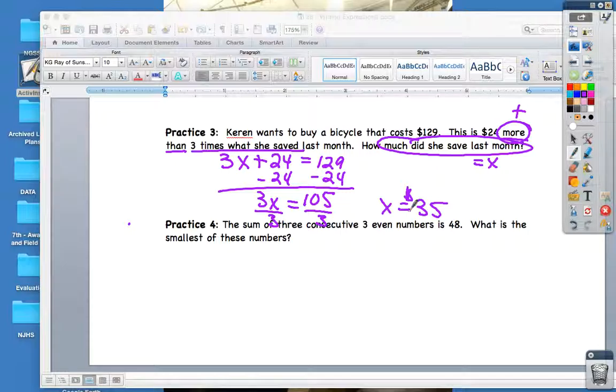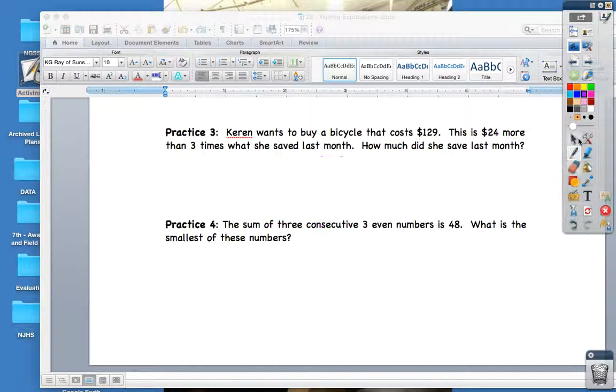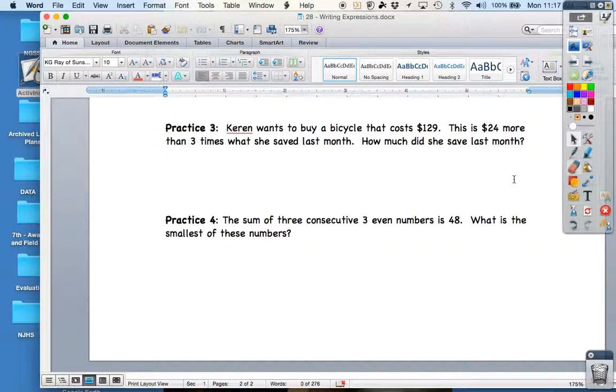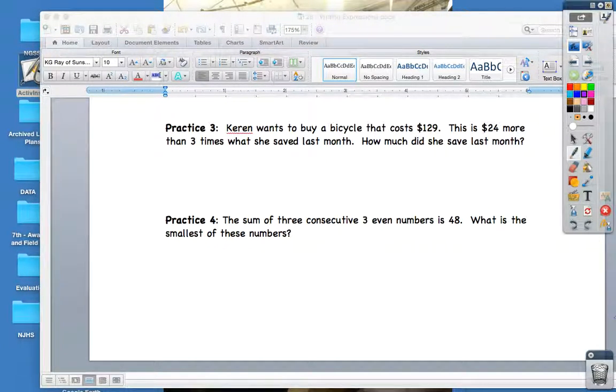Okay, question number 4. Okay, this one's kind of confusing. Do you know what the word consecutive means? Does anybody have an idea what consecutive means? It's kind of like, well, like multiples of 80 or something like that. Not quite. Mac, what do you think? One after the other. One after another. Numbers that are in order.